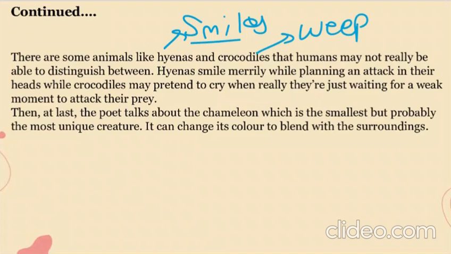In the last, the poet talks about the chameleon, which is a small creature, but it has the very unique feature of changing its color as per the surroundings. So that is why we can say that the poet says that each and every animal is different from each other. Okay, so with this we have completed.